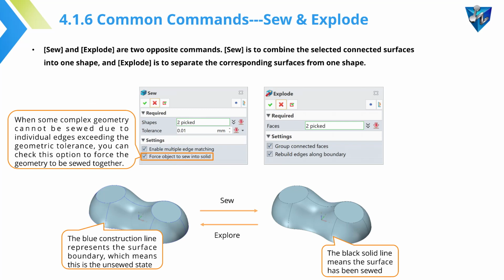Next, I will introduce a pair of opposite commands. They are sew and explode respectively. The sew command is very frequently used in daily design. The basis for judging whether a surface is sewn is whether the surfaces have the blue construction lines. If they do, it means the surfaces are not sewn. If the surfaces have gaps that exceed the tolerance, we can check this option to force the surfaces to sew together. The explode command is to explode the solid into many surfaces.